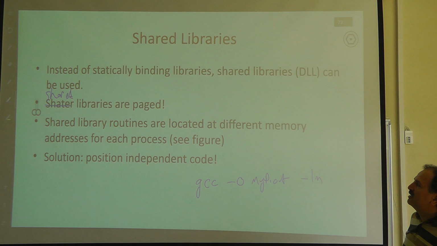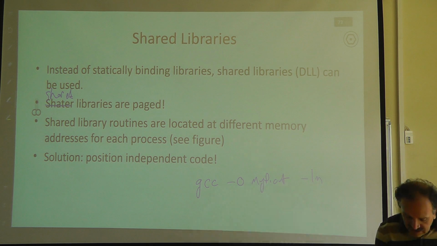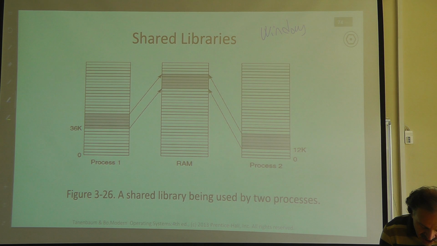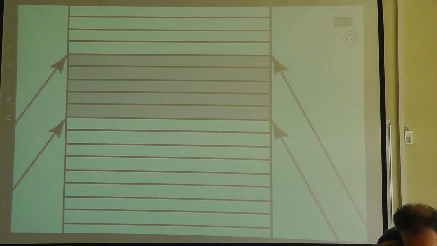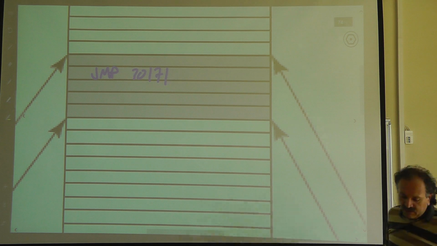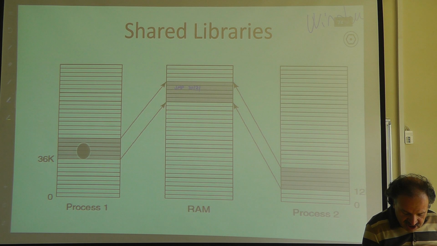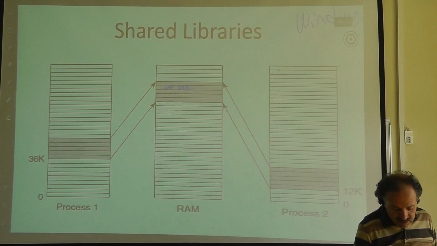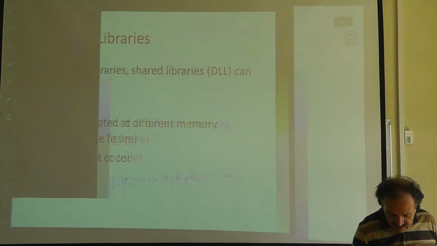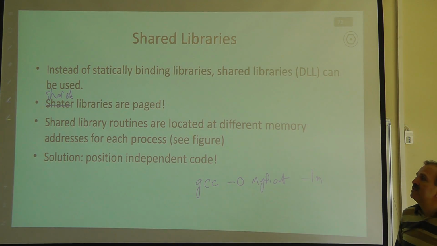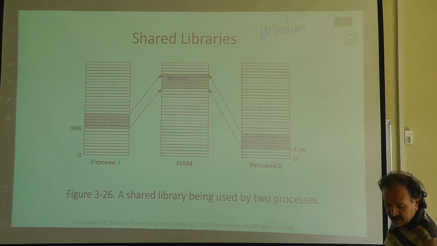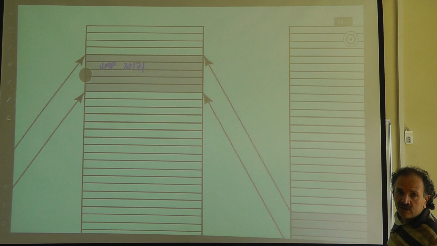And shared library routines are located at different memory addresses for each process. For example, these shared pages are here for this process, and they are somewhere else for this process. So if my code says jump to address 30,171, its meaning will be different for these shared pages and different for those pages, so that's a problem. So for the shared libraries, we cannot use these kinds of absolute addresses.